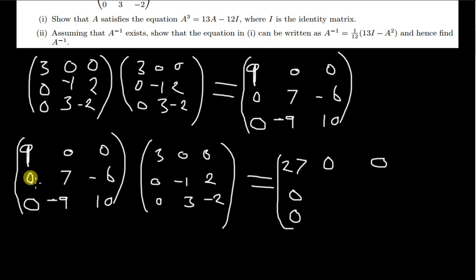So this is going to now be the second column, the second row here. To find the second column number, that is going to be here. So this is going to be 0 times 0 to be 0, then 7 times negative 1 to be negative 7, negative 6 times 3, it is going to be negative 18. So negative 7 minus 18, your answer is negative 25.